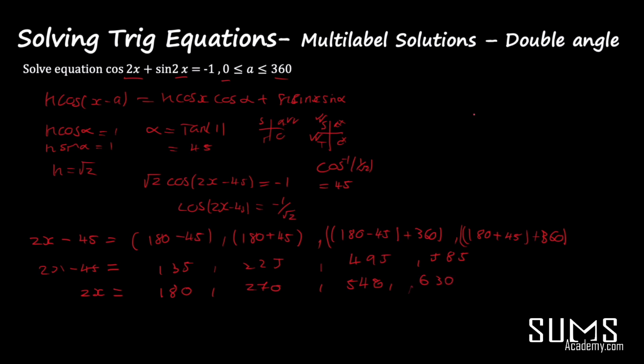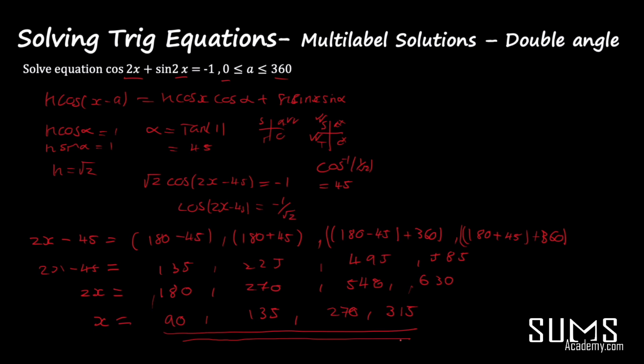So are we done? Not quite. We've still got one more part to go, and that's this 2x. Because this 2x is happening at twice the frequency, we need to divide by 2 to get our points. So this becomes 90. This becomes 135. This becomes 270. And this becomes 315, and that is our final answer. There's 4 solutions, okay? Not just 2 solutions, there's 4 solutions.